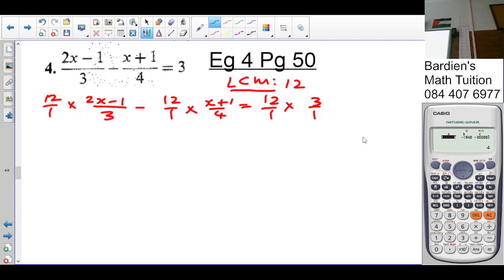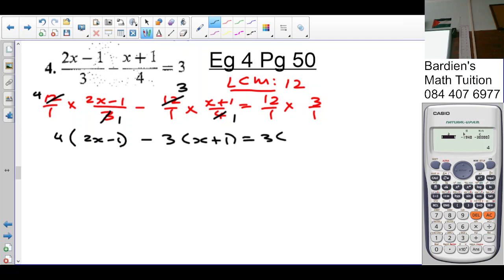What happens here? 3 going to 3 once, 3 going to 12. So it's 4 into 2x minus 1. 4 going to 4 once, 4 going to 12, 3 is 3. It's minus 3 into x plus 1 equals. Can anything cancel here? No. So it's 3 times 12 or 12 times 3. Who got this?